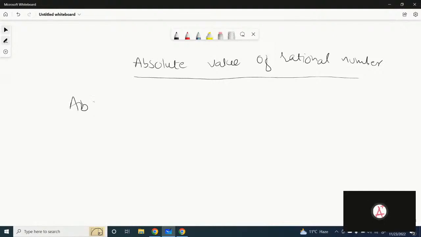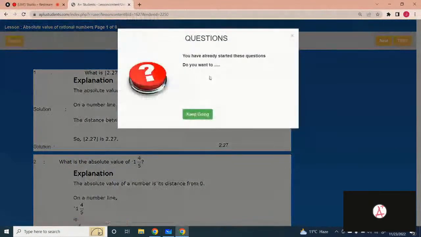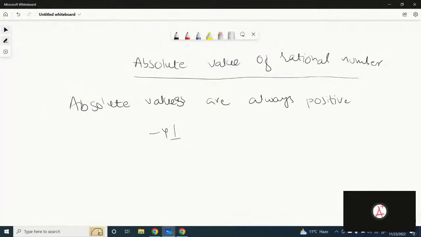So whenever you have to calculate absolute values, they are always positive values. Got it? Let's start with an example. The first example is: what is the absolute value of negative 4 whole 1 over 4?